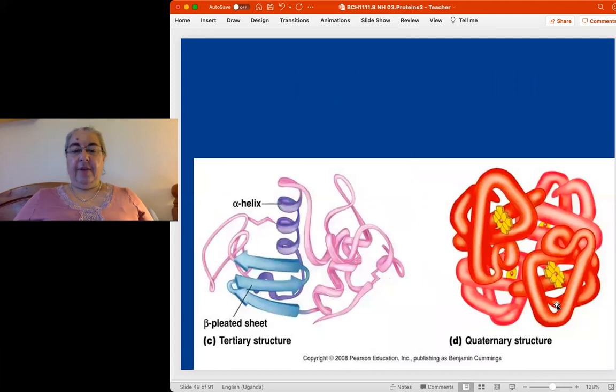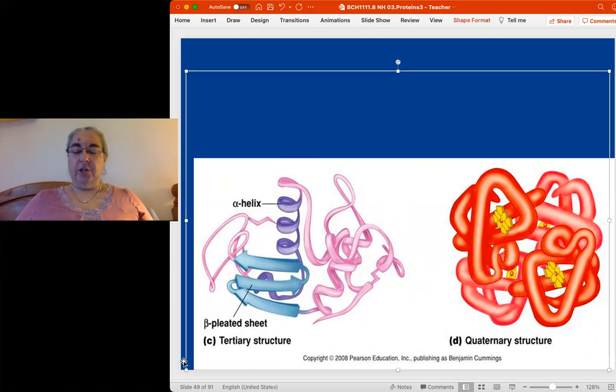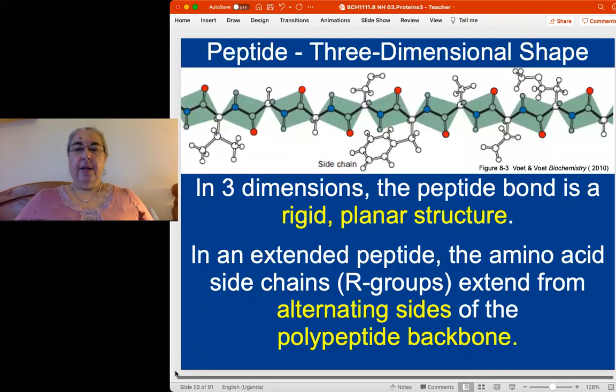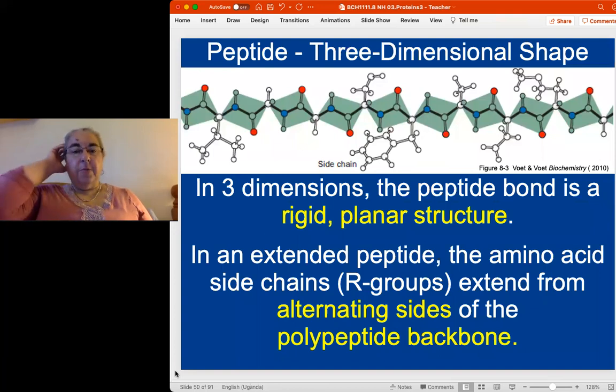Okay, and then there is also tertiary structure, where those elements of secondary structure fold up on themselves, producing a third level of folding. And then the fourth level of structure, quaternary structure, is where different subunits come together to make a whole protein. Okay, so we'll be going through those levels of structure and seeing exactly what's happening at each stage.